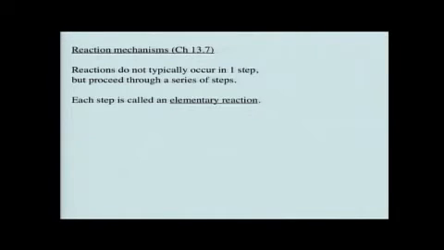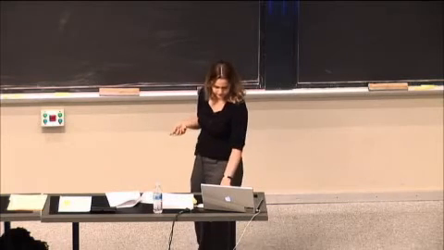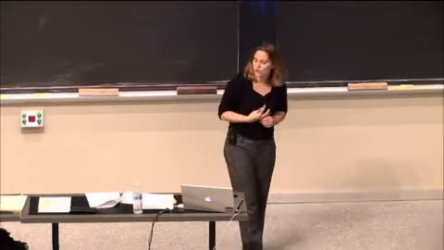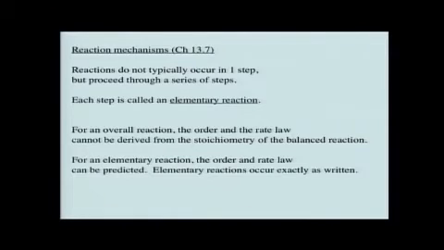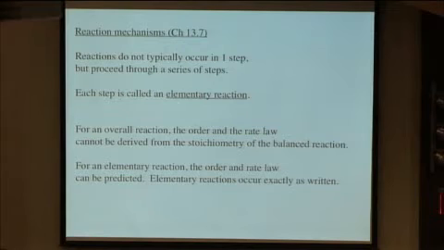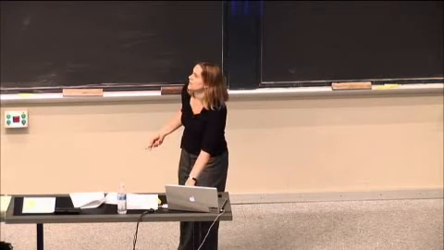All right. So let me introduce you to a couple more terms in the last few minutes. So reactions don't usually occur in one step, but occur in a series of steps. Each step is called an elementary reaction. So for the overall reaction, you can't use the stoichiometry to derive the order and the rate law. But for an elementary reaction, you can. For an elementary reaction, say one step in the reaction mechanism, that step occurs exactly as written, so you can use stoichiometry. And that's going to be handy in coming up with mechanisms.